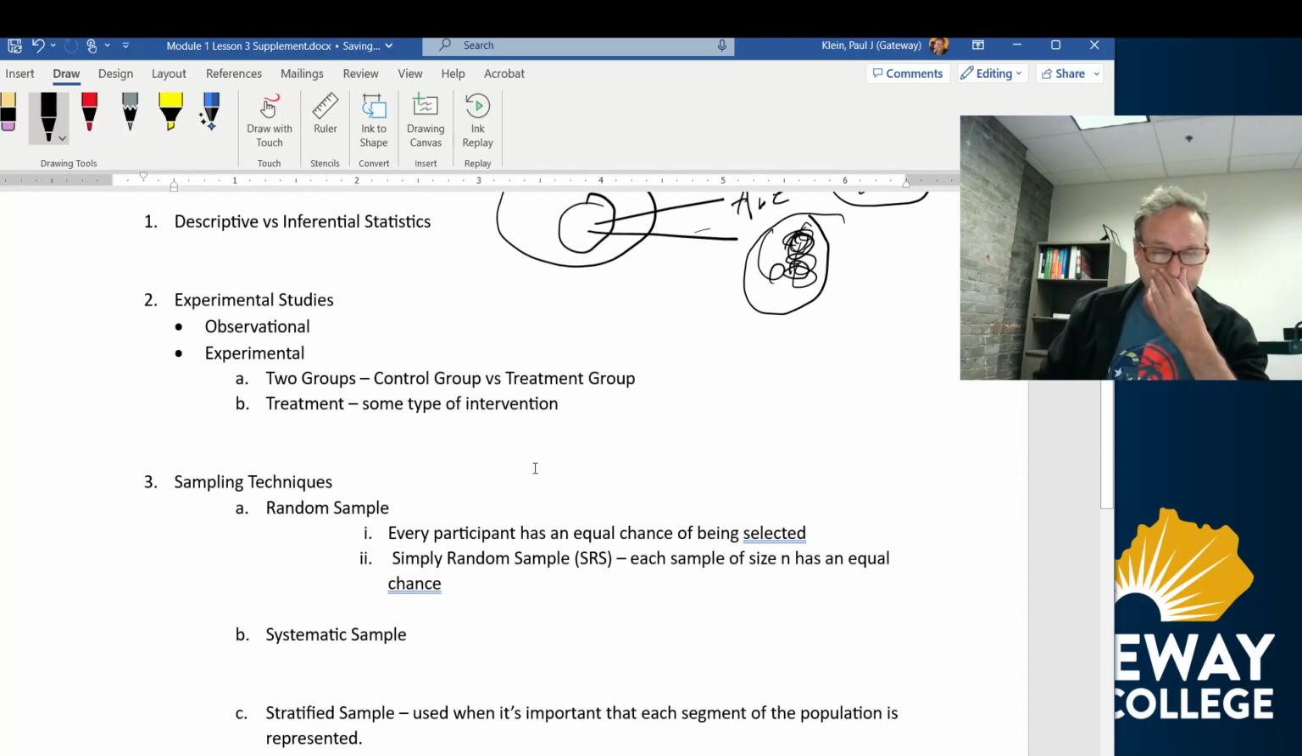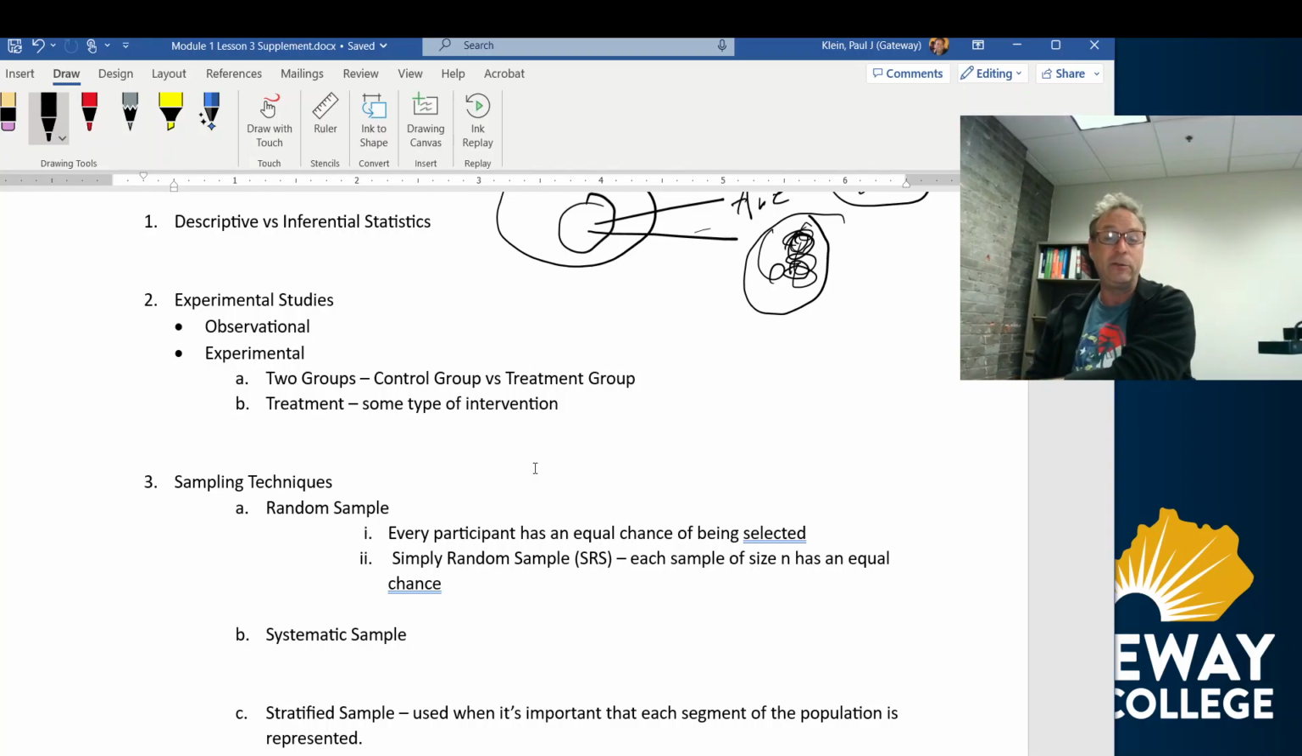Experimental studies. What I want you to think about is statistics being scientific. And when you do a statistical study, you try to make it as scientific as you can. So I'm going to try to grow tomatoes this summer. And let's say I was going to do an experiment on what's the best method. How would I do that?